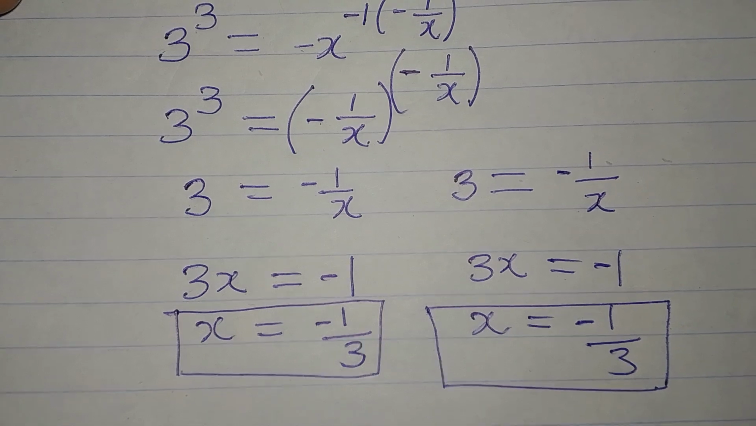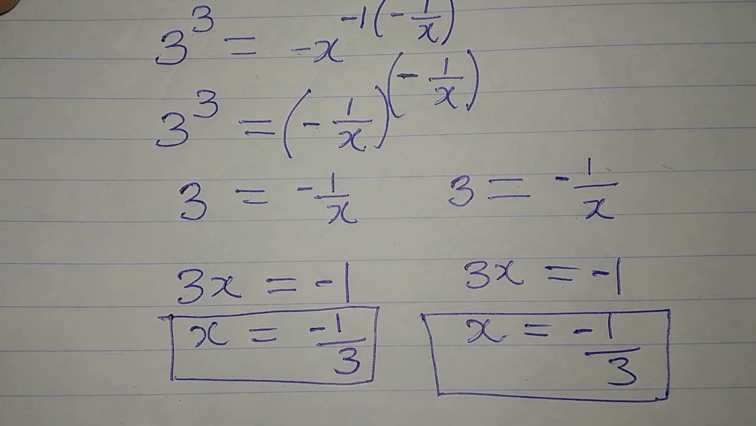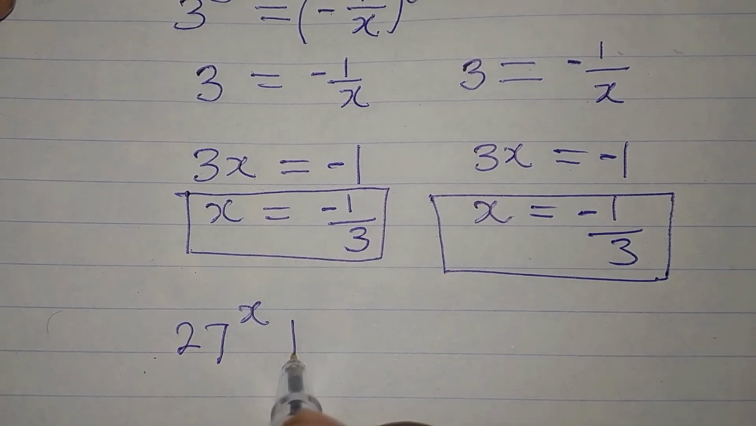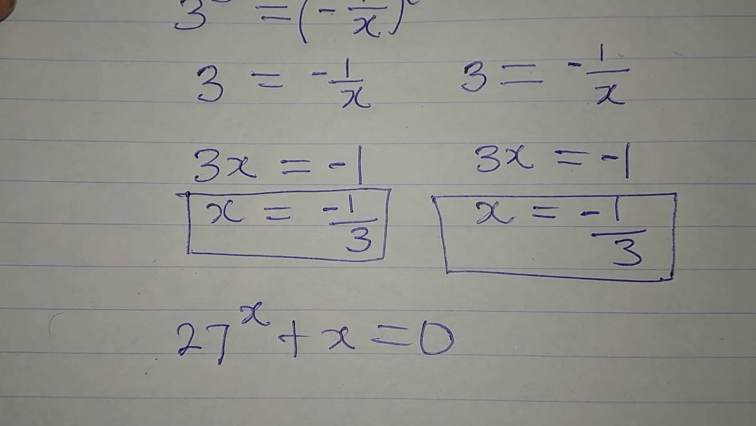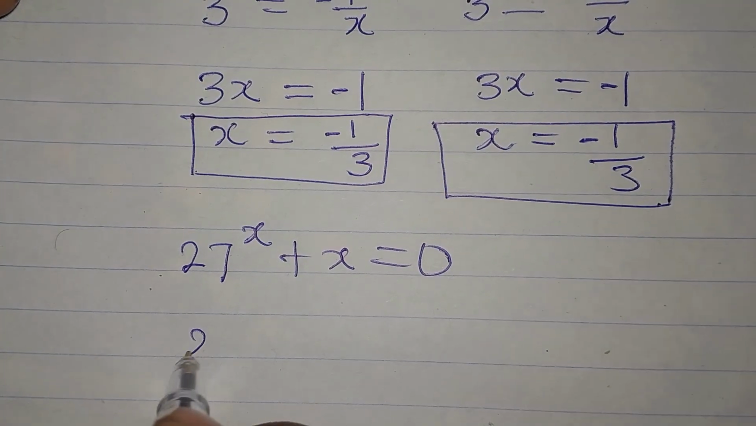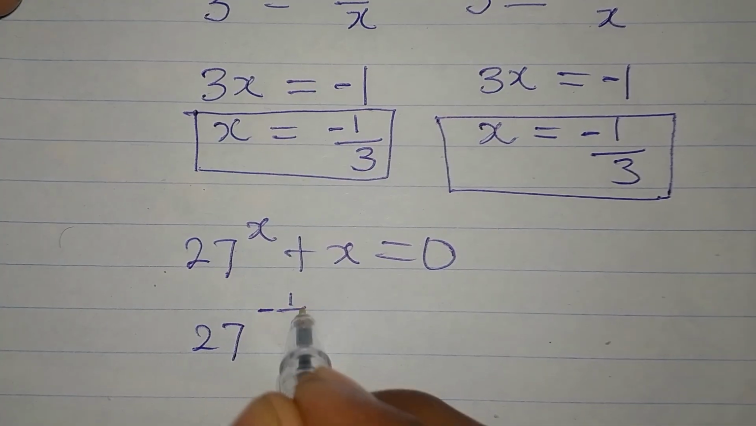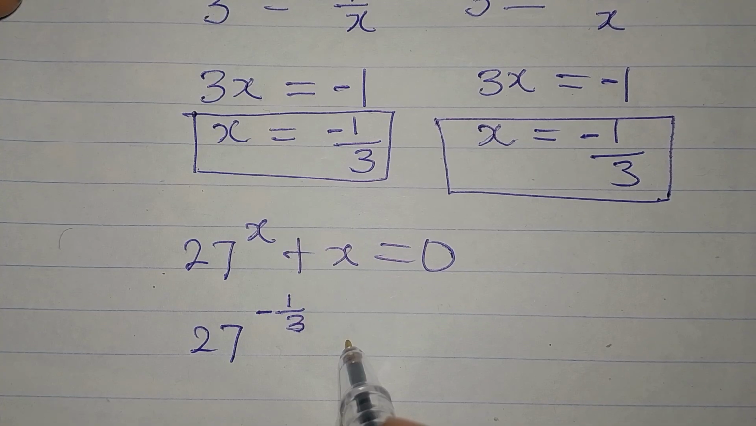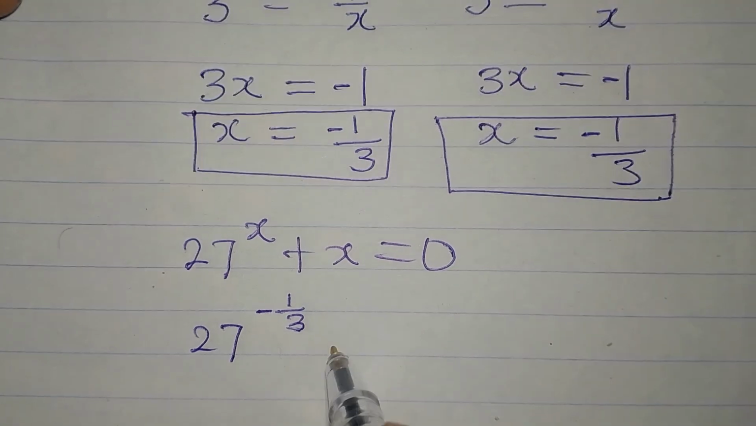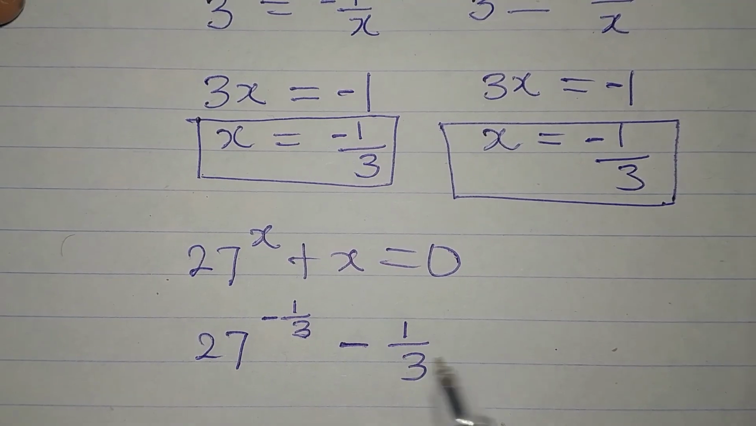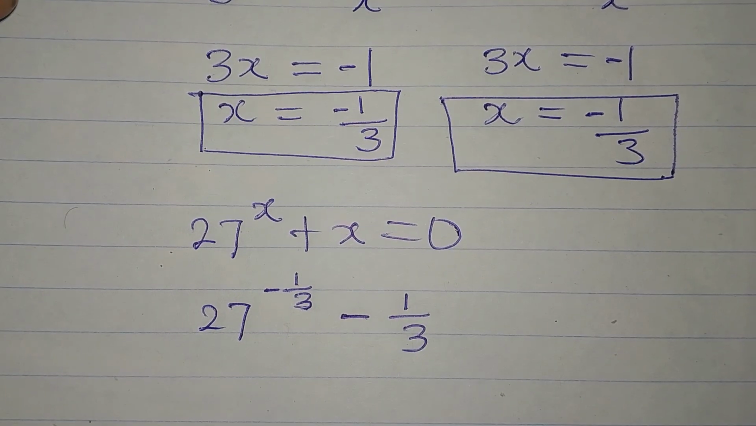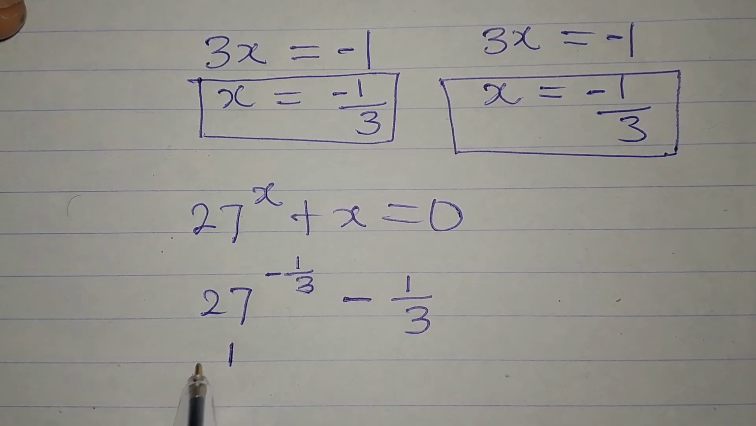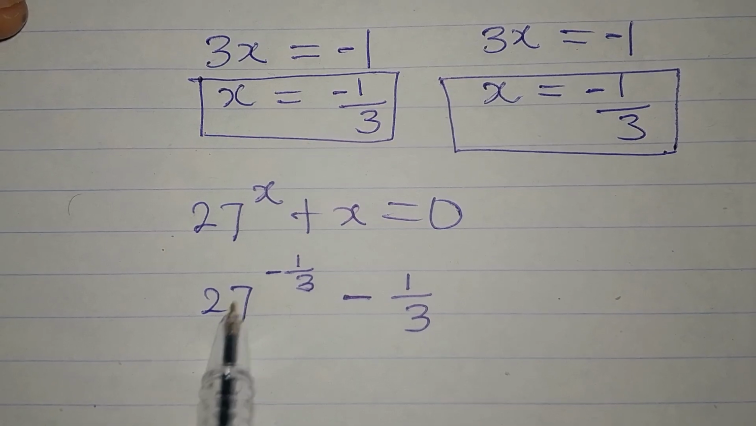Now, in case you're doubting our answer, let's go back and verify. We have 27 to the power of x plus x equals 0. So here now we have 27 to the power of negative 1 over 3, then we have x, which is minus 1 over 3. Remove the negative, so you have 1 over the cube root of 27.